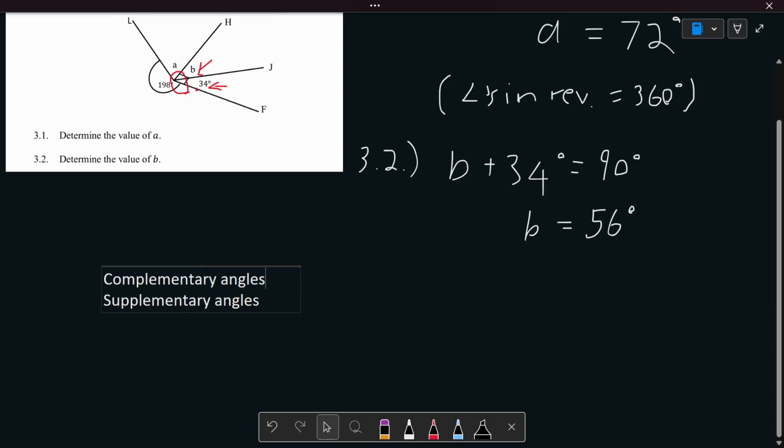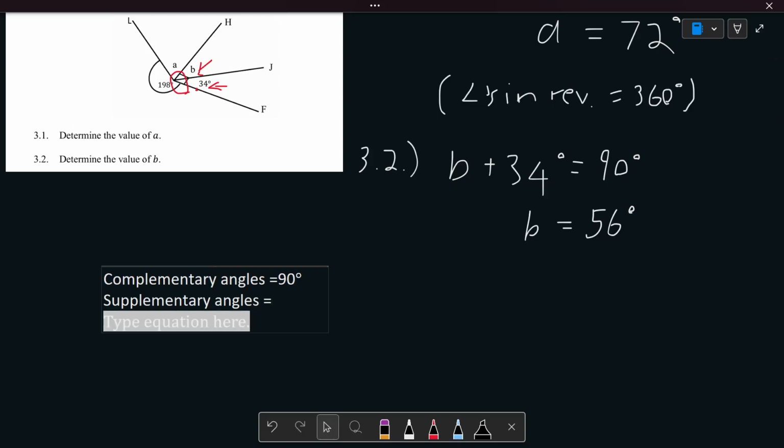Now what is the difference between these two? Complementary angles are all the angles that are equal to 90 degrees. And the supplementary angles are going to be all the angles that are equal to, or not yet, 180 degrees.